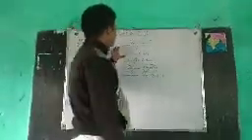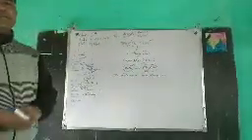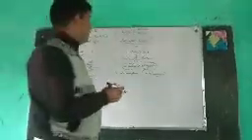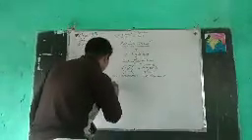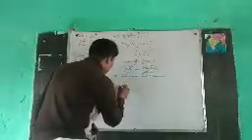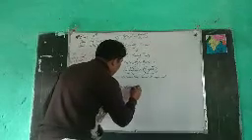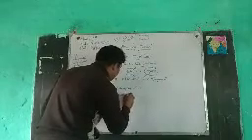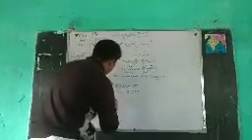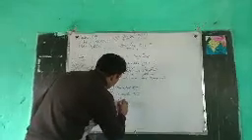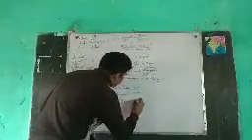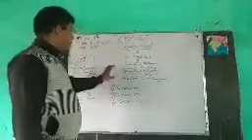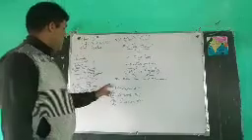So it can be divided. This muscular tissue can be divided into three types. One is called striated muscular tissue. The next one is called smooth muscular tissue. And the third one is called cardiac muscular tissue. So these are the three types of muscular tissue. We can discuss them one by one.